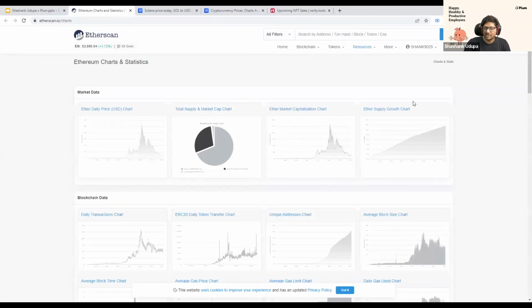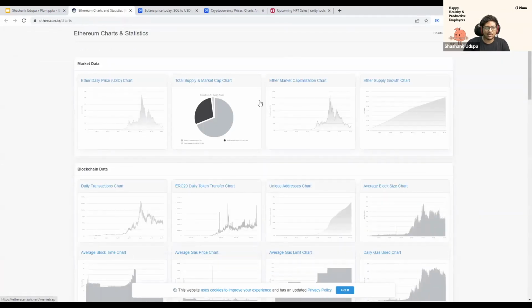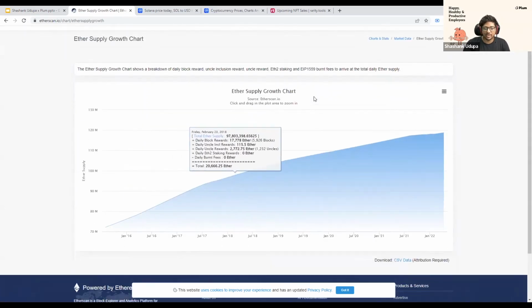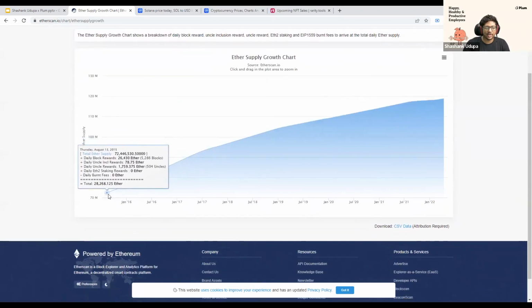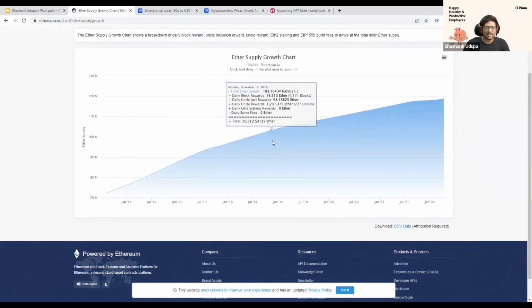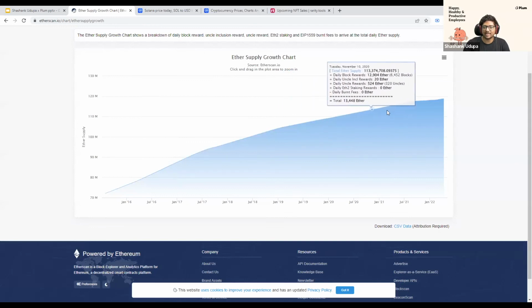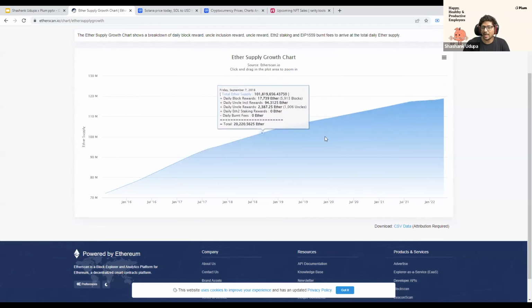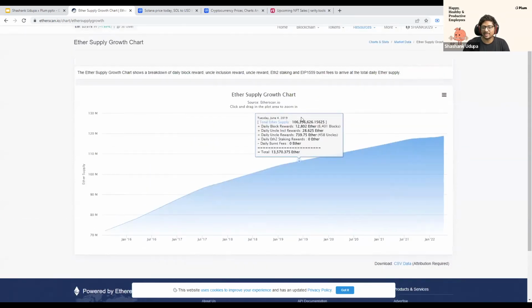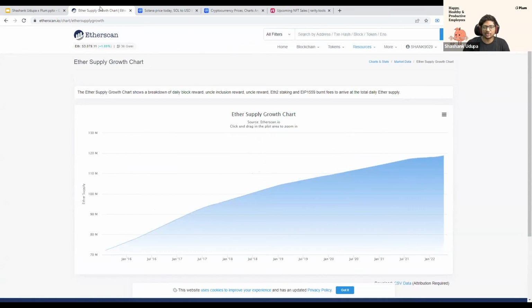Etherscan is good if you want to analyze Ethereum charts. So this is the entire Ethereum blockchain, how it works, the price fluctuation. Ethereum supply, as I said, it's an inflationary token. So you can check here how it's been inflating. It's going up over time. Look at this, how the Ethereum supply is also increasing over time. And you'll see that it's increasing quite a bit. It's not a slow increase. It's actually quite a fast increase. So you need to look at this as well.